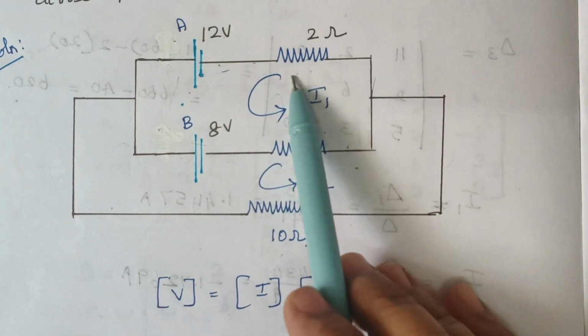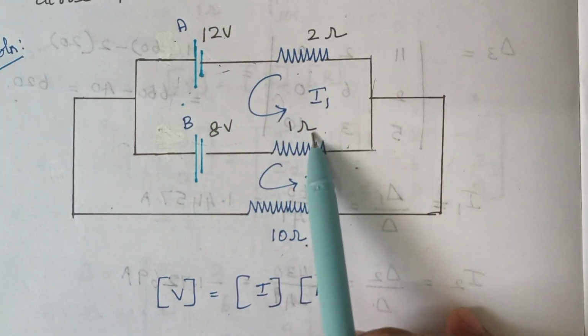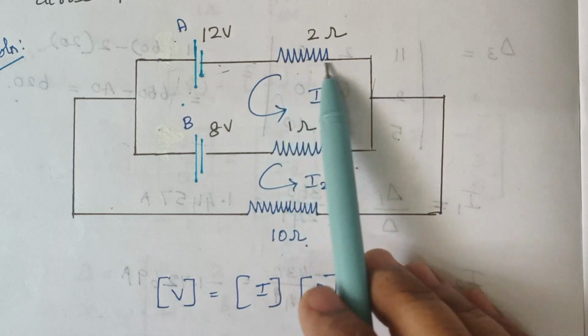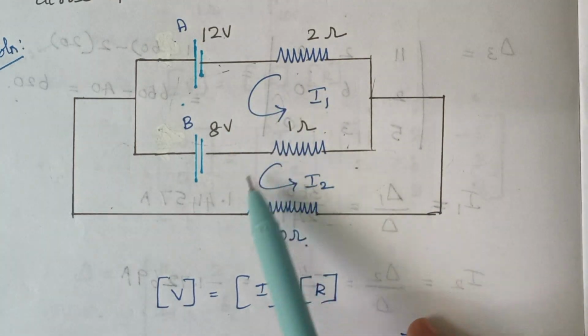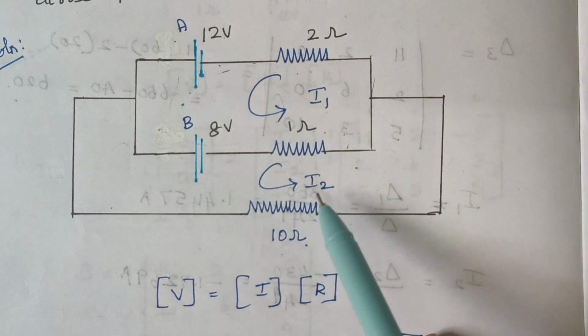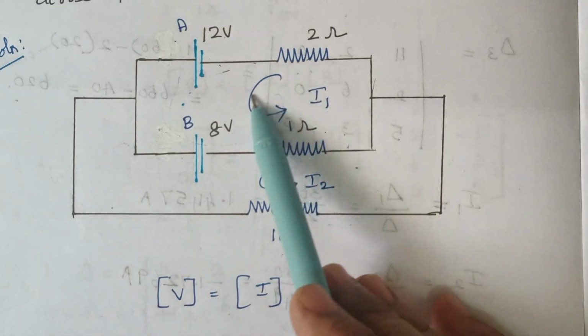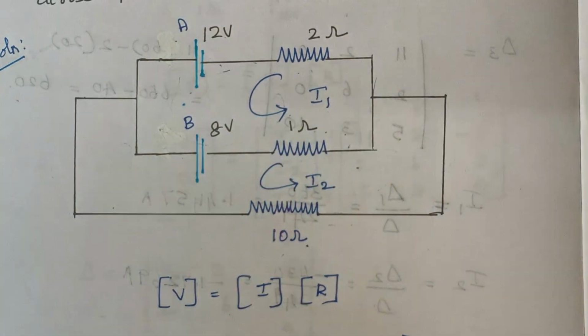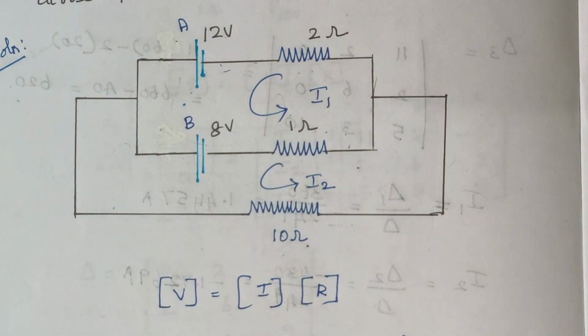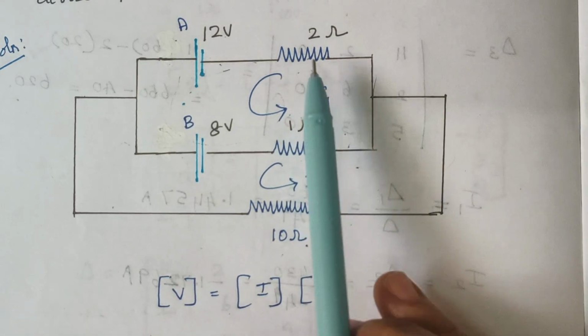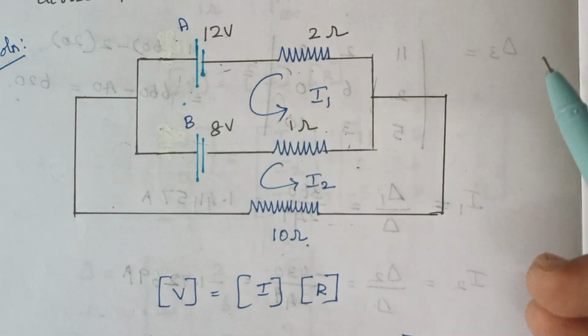Even you can take the direction like this. You can take the direction in clockwise. I had taken anti-clockwise. You can take direction as you wish. You can take one in clockwise and another in anti-clockwise also. Everything holds good, it won't create any mistake. So here I had just taken the direction like this.